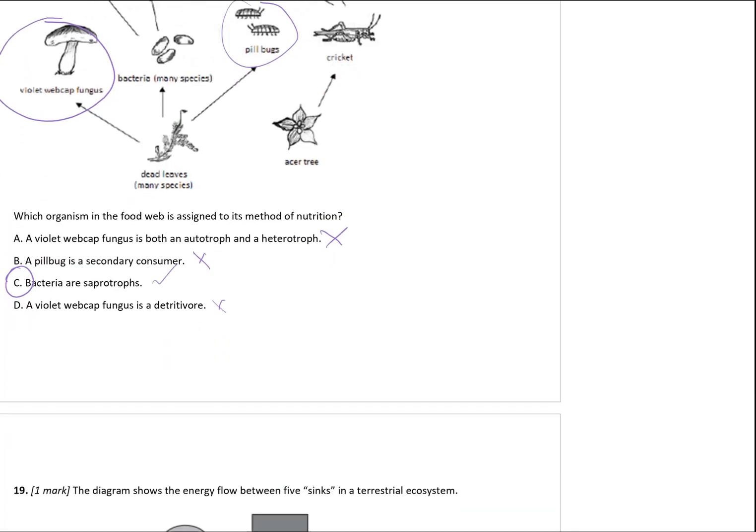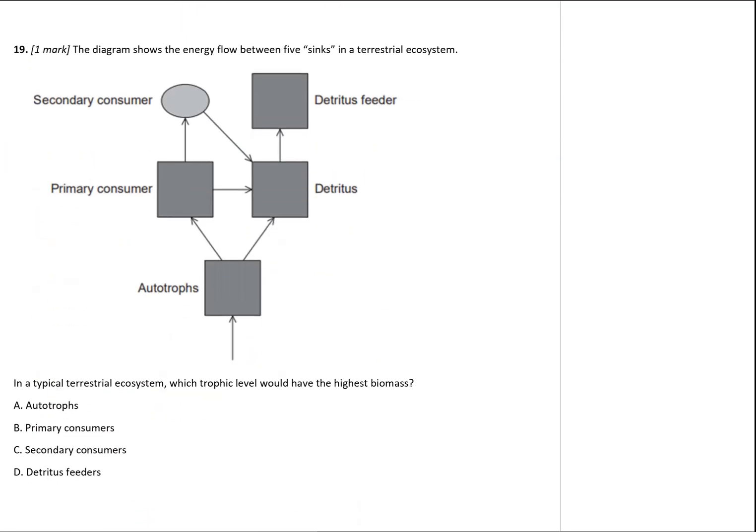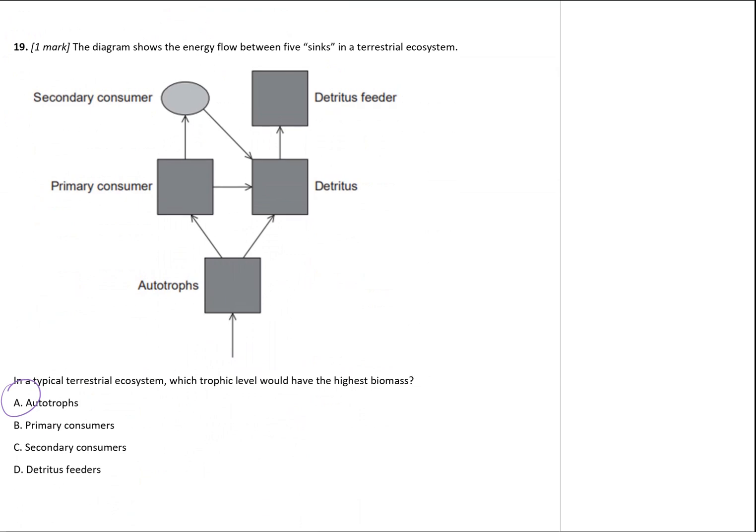Okay, question number 19. So you've got this slightly funny diagram. Which trophic level will have the highest biomass? Well, that is always going to be the first level of the autotrophs. So that is A. The diagram is kind of irrelevant in this picture.